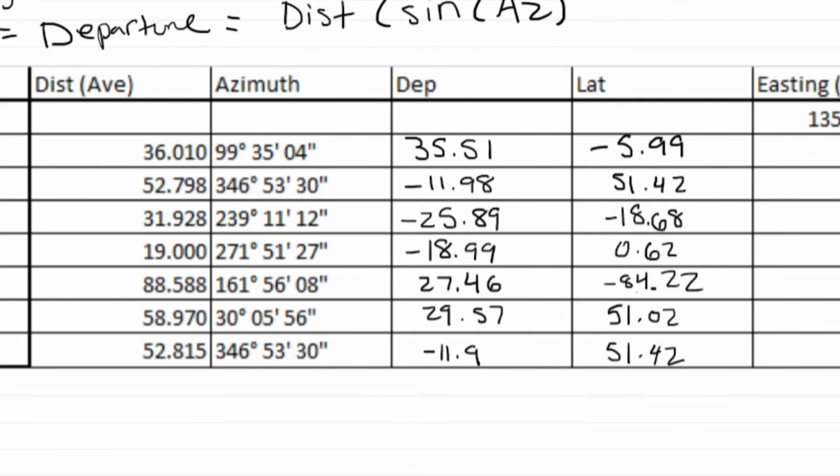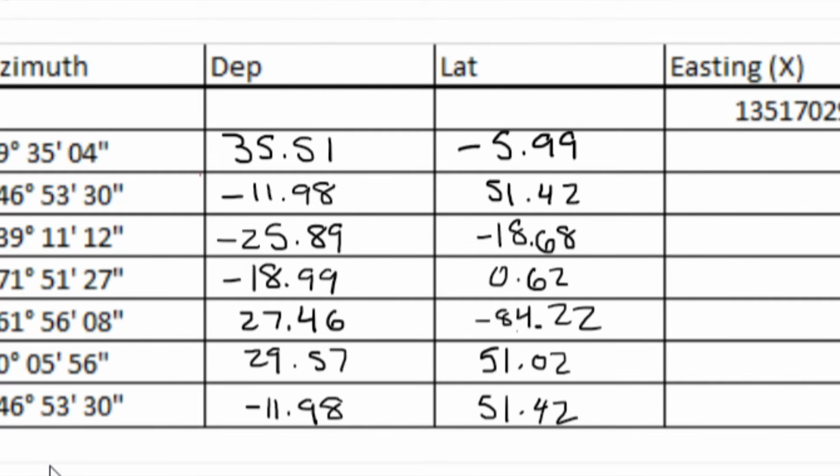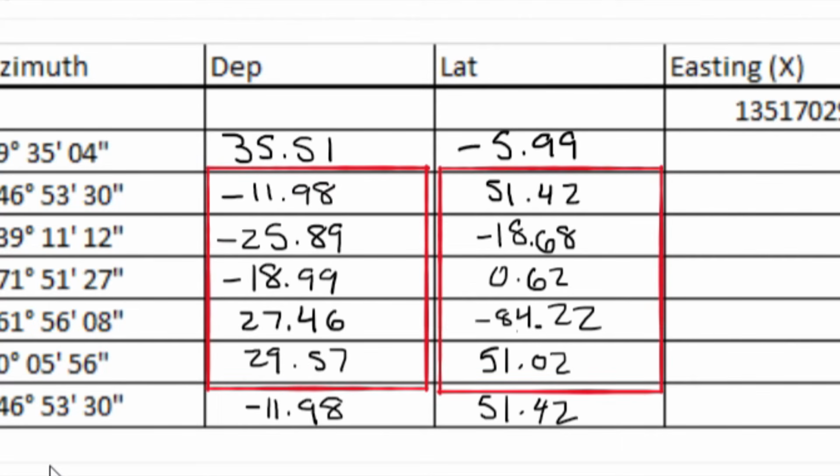Now we're going to go ahead and add up the latitudes and departures so that we can figure out our error. You're only going to be adding up the ones inside of the traverse. Anything that's referring outside of the traverse or is repeated, we're not going to include. So since the first point is referring to the reference point, that's not a part of the traverse. That's just to set up our orientation. And this last green right here is not a part of the traverse either because we already included it up here. So you're going to be adding up these departures and you're going to be adding up these latitudes.